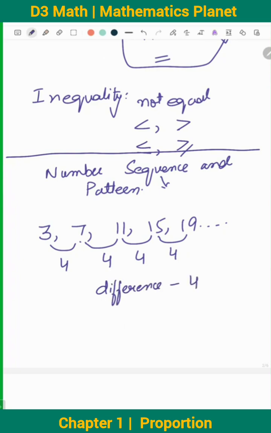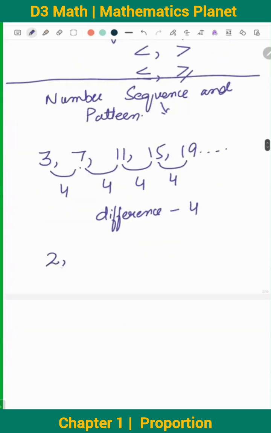Now if I have a number sequence 2, 4, 8, 16, 32. What is the sequence here? 4 divided by 2 is equal to 2. Multiplied by 2? Yes, multiplied by 2. We can do 2 times 2 is 4, 4 times 2 is 8, 8 times 2 is 16, 16 times 2 is 32.